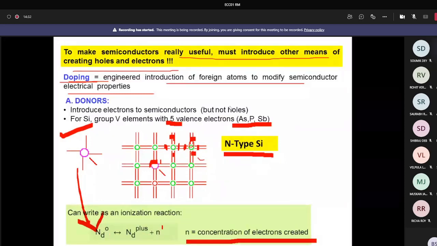As N number of electrons will be in this system, that's why this is called N-type silicon. Similarly, the foreign atoms we are doping are called donors, because they are giving electrons, so they are donor atoms.